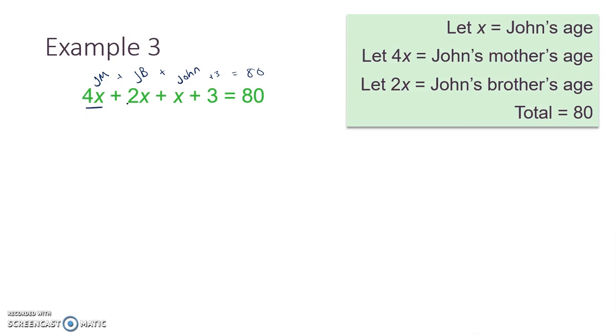So first things first, let's combine our like terms. We have a 4x, a 2x, and an x. 4 plus 2 is 6, and another one is 7. So we have 7x, then we have our plus 3 equals 80. And now we can solve.